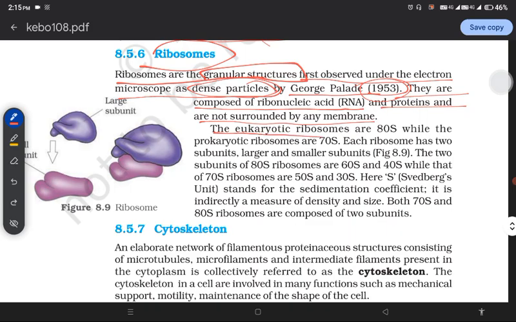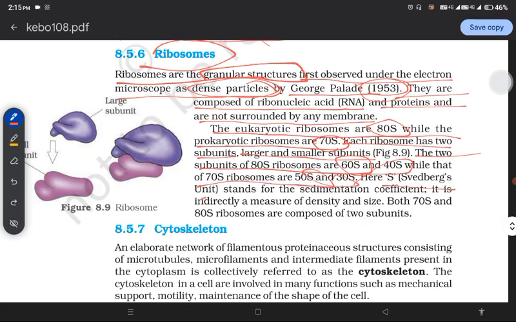The eukaryotic ribosomes are 80S while the prokaryotic ribosomes are 70S. Each ribosome has two subunits, a large and a smaller subunit. The two subunits of 80S ribosome are 60S and 40S, while 70S has 50S and 30S.